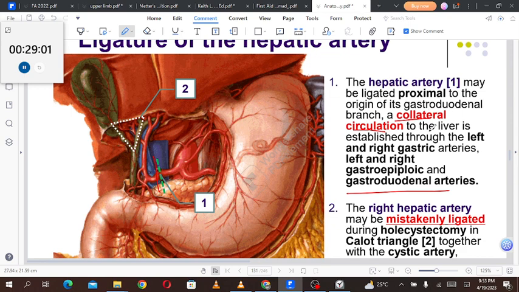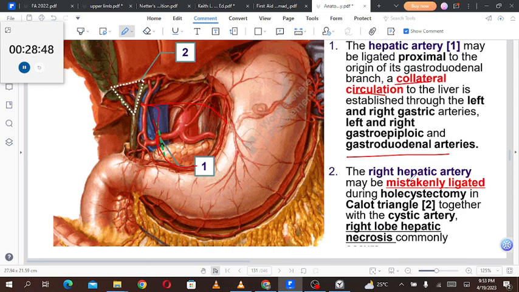So the hepatic artery may be ligated proximal to the origin of the gastroduodenal branch. A collateral circulation to the liver is established through the left and right gastric arteries. So these are the left and right gastric arteries. We can establish a collateral circulation with that, and then the left and right gastroepiploic arteries, and the gastroduodenal arteries.